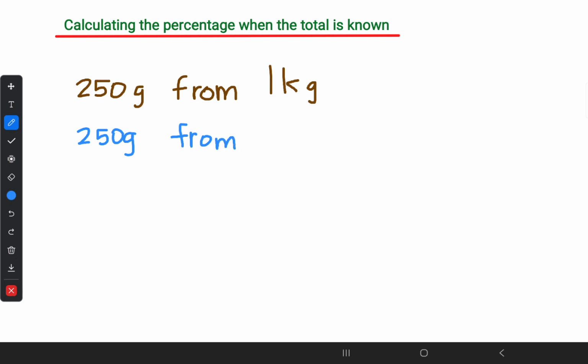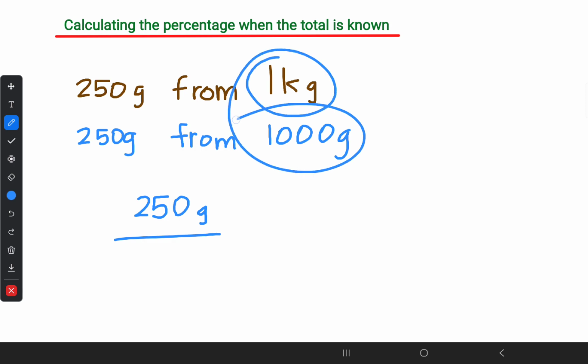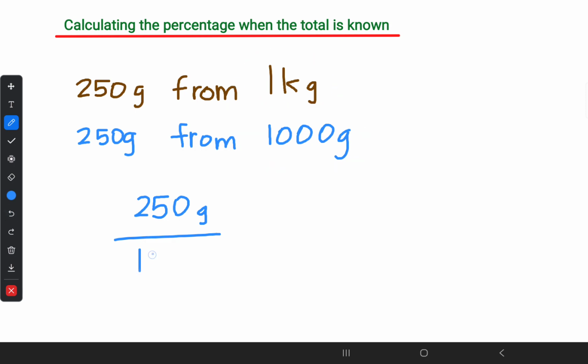For that, I will convert the 1 kilogram to grams. How many grams are there in 1 kilogram? There should be 1000 grams. Thereafter, you can express this in a fraction. 250 grams is the numerator. What is the total? The total is 1 kilogram, that means 1000 grams. While you are expressing those two, definitely the unit should be the same. That's why I did the unit conversion from 1 kilogram to 1000 grams.